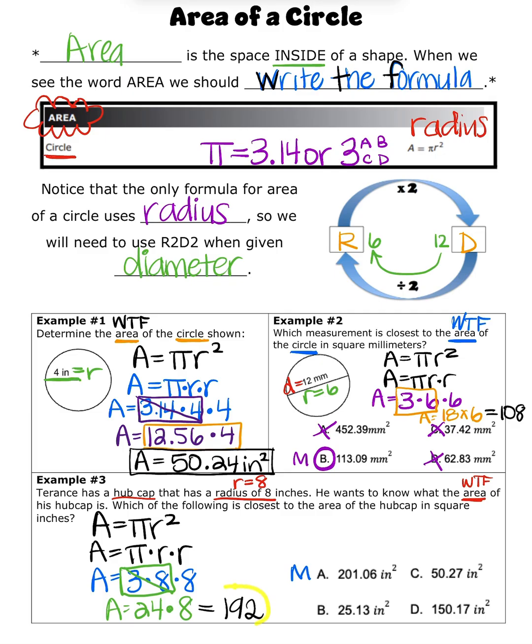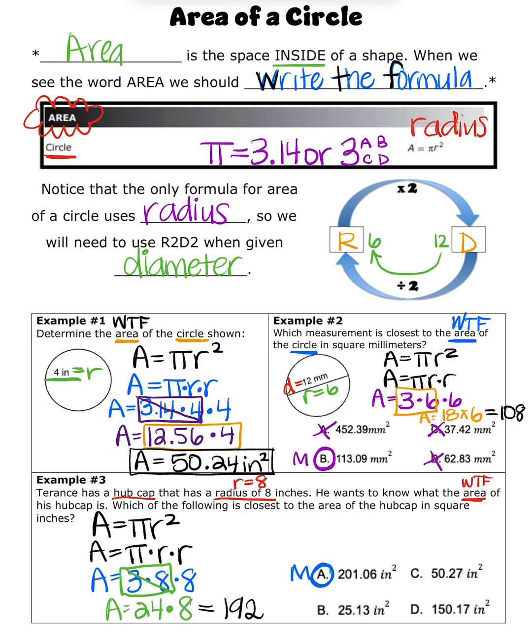Is my 192 closest to 50? No, that's too far away. What about 25? That's way farther away. What about 150? Well, which one's closer? This one is only 9 away, and this one is 42 away. So our best answer is going to be A.